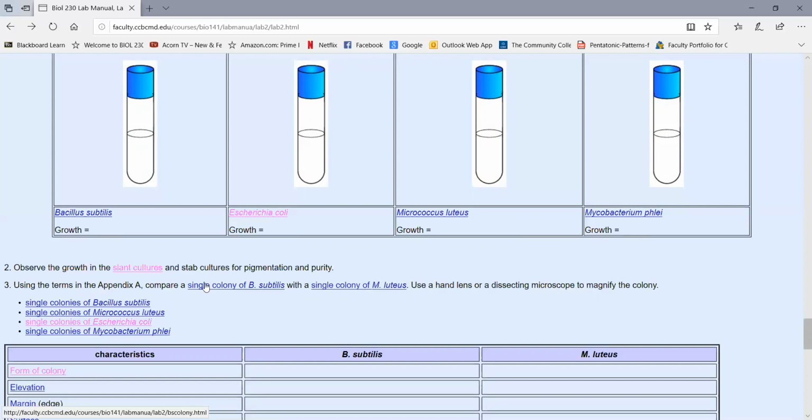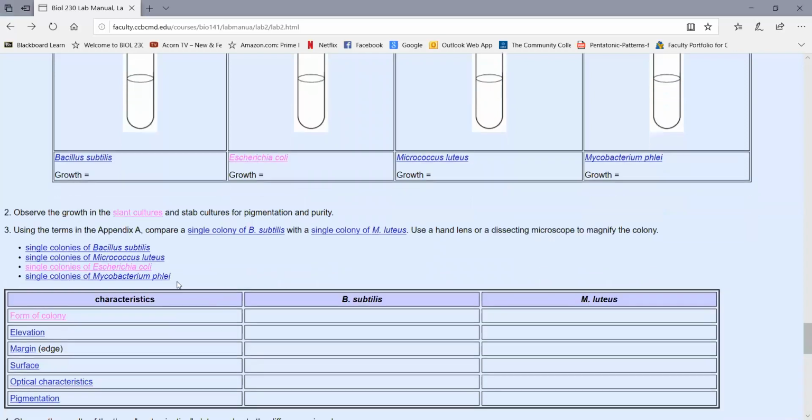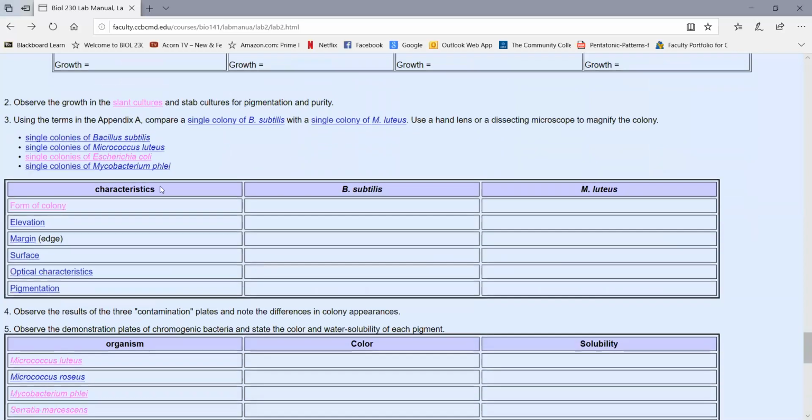And finally, in step 3, we're going to look at a single colony of each of the 4 bacteria that you grew. So you want to look on the Petri plate for a single isolated colony. Now, step 3, it says using the terms of Appendix A. We're not going to do that. So you can cross out this whole table under step 3. You're not going to fill that in.